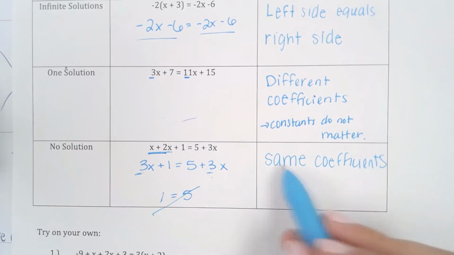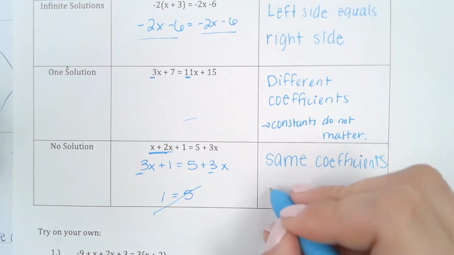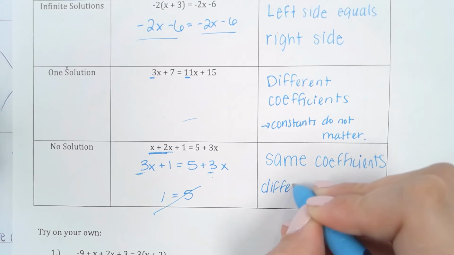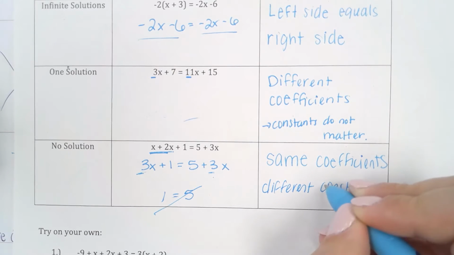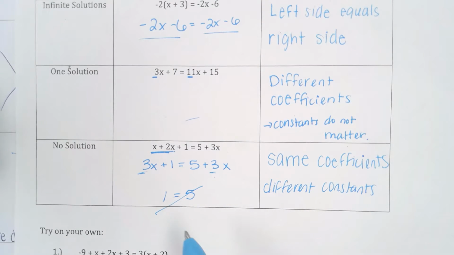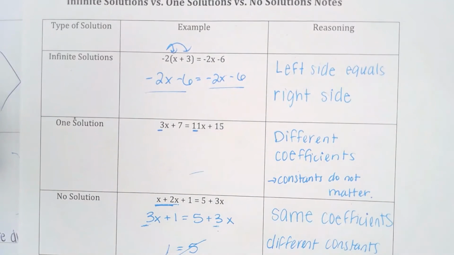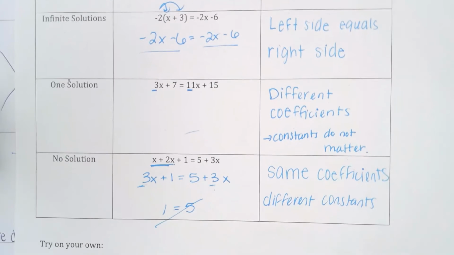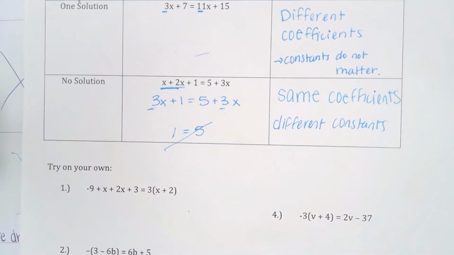Something that I should put over here too is if you have same coefficients, different constants, then you're going to get no solution because you're going to have something that ends up like this. So these are just the characteristics to look for infinite solution, one solution, and no solution. So let's just try some on our own.